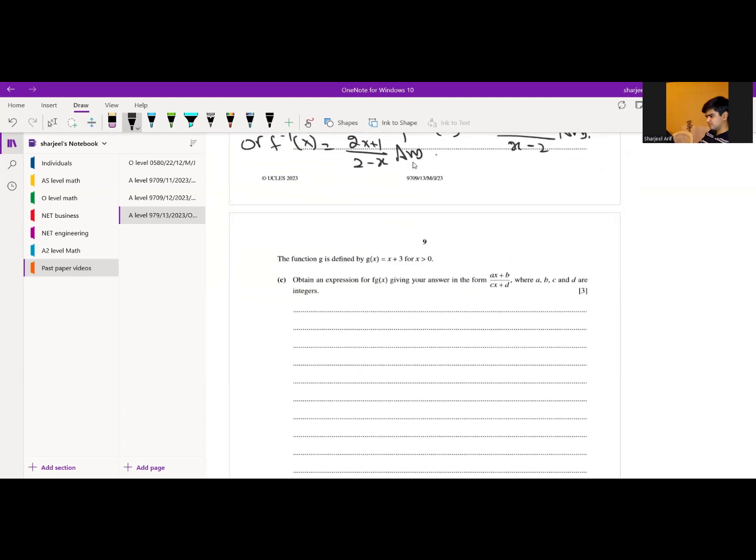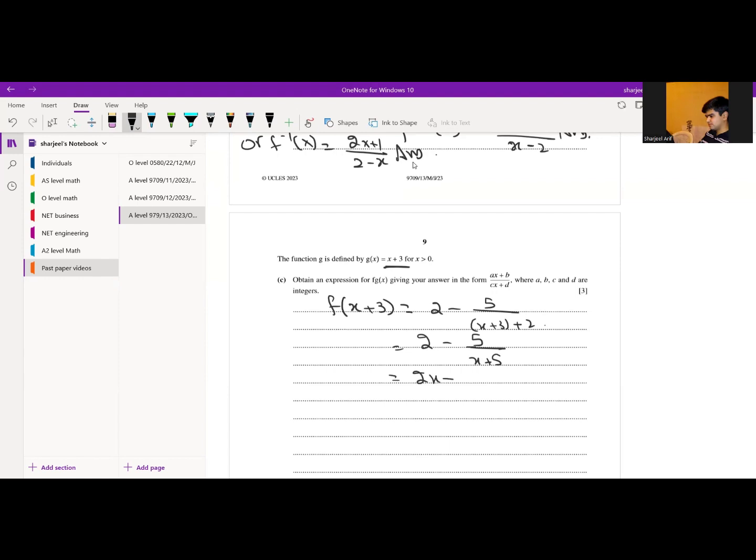Okay, now we will move on to part C. We have g of x as x plus 3, and we have to find f of g of x. For this, we replace the x in f with the value of g of x. So basically, we have to find f of x plus 3. Replace x in f of x with x plus 3. So you will get 2 minus 5 over x plus 3 plus 2. So this will be 2 minus 5 over x plus 5.